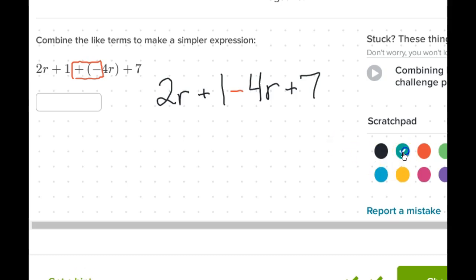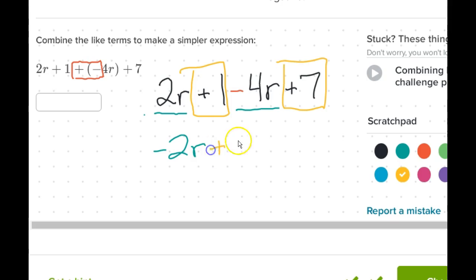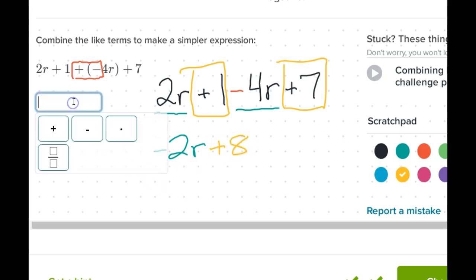Alright, and your answer is -2r, and then we have +1 and +7, so that's +8. How many got that right? Alright, looks like I think we're ready then.